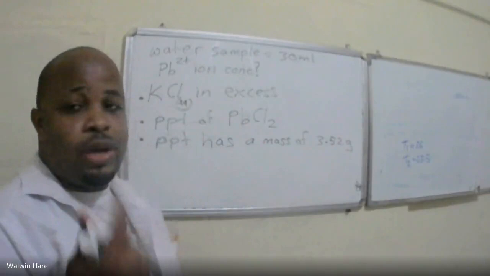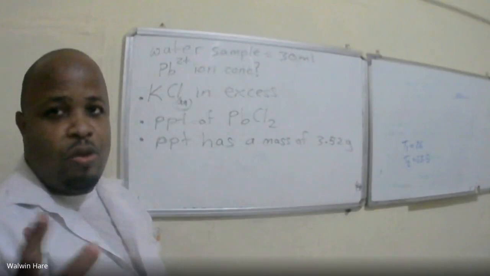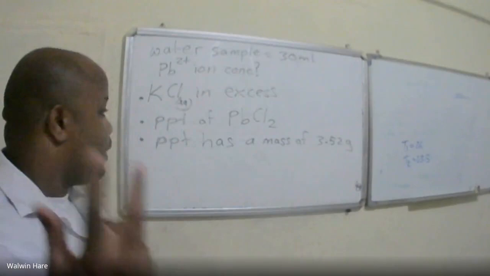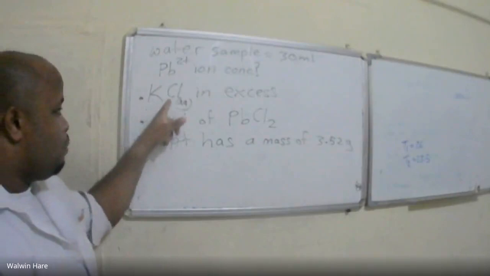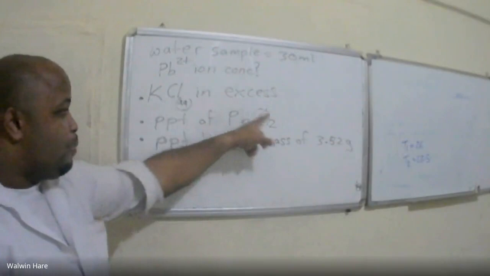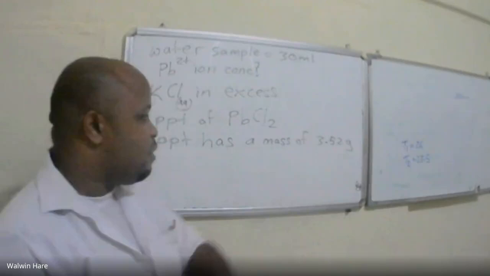The reason why you get a precipitate is that lead chloride is an insoluble salt. So chlorides tend to be soluble, but lead chloride is not soluble, just like silver chloride. That is why we could use potassium chloride. Potassium chloride is soluble, so it dissolves in water. Once you get the precipitate, we have to dry it and weigh it. So the question will give you the mass for the precipitate. All right? So that's it.